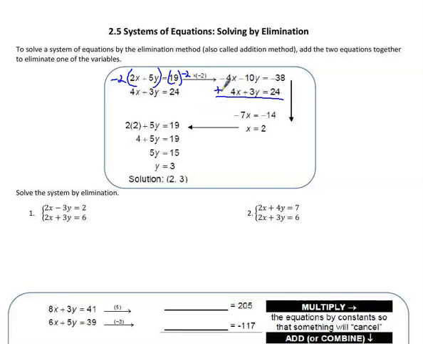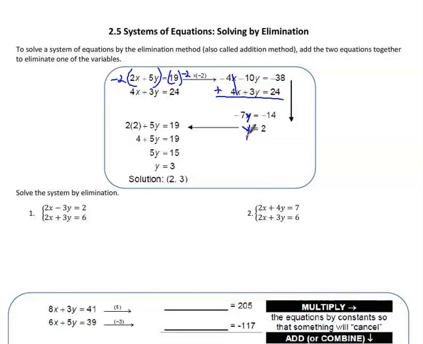Now we can just add these two rows together, and negative 4x plus 4x goes to 0. So we've eliminated the x's. And then negative 10y plus 3y is negative 7y. And then negative 38 plus 24 gives me negative 14. And when we solve that, we get y equals 2.